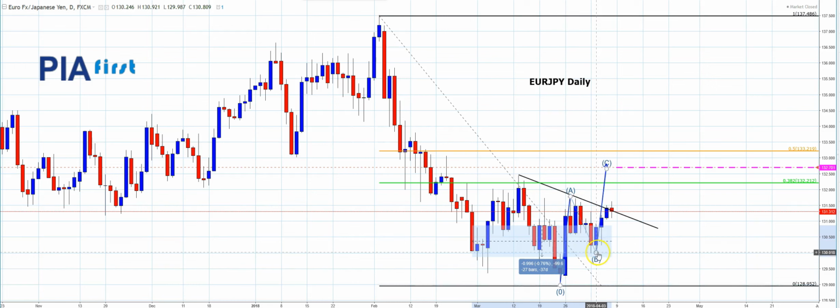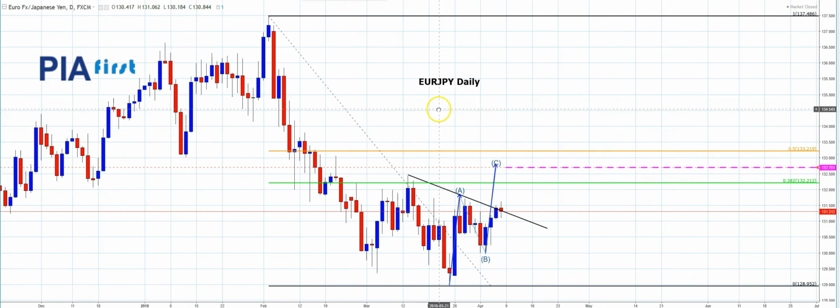An AB equals CD formation takes us to 132.77, and we've got bespoke support located at 132.70. So there's three reasons really why this rally in euro yen, or this corrective move to the upside I should say, so it's not really a rally, should be capped this week. We've got the Marubozu level, we've got our bespoke resistance, and we've also got a corrective AB CD formation target located at the same area.